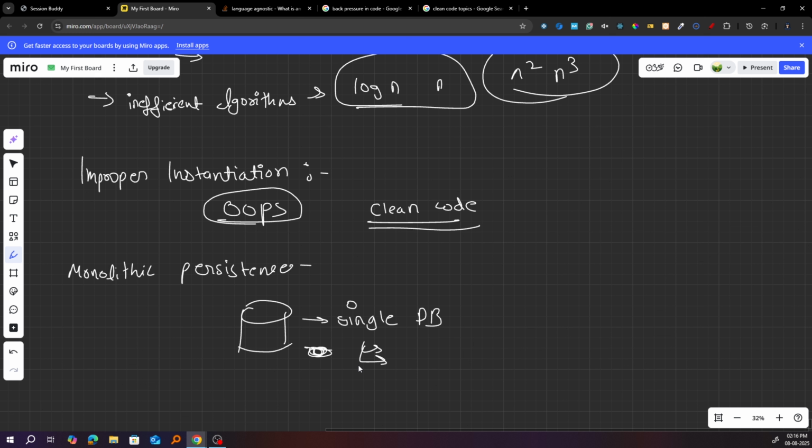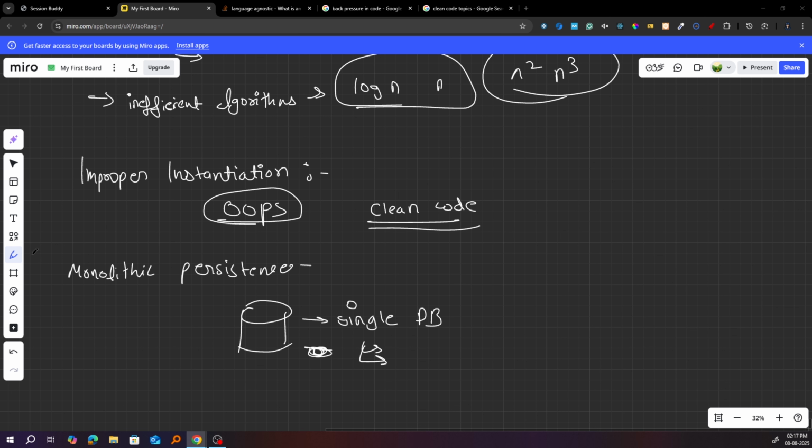To address this limitation, a number of approaches can be taken. You can use microservices, of course, as I told. You can use sharding: divide this single database into multiple, depending on row or column wise. You can also use a NoSQL database, MongoDB or something like that.